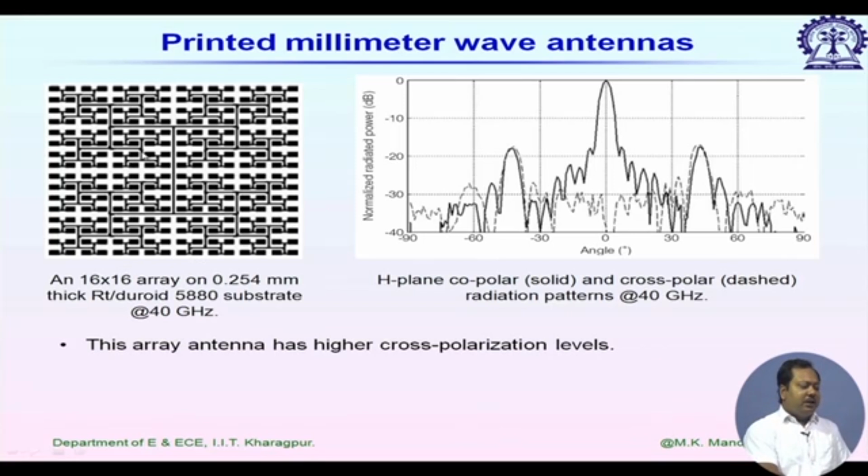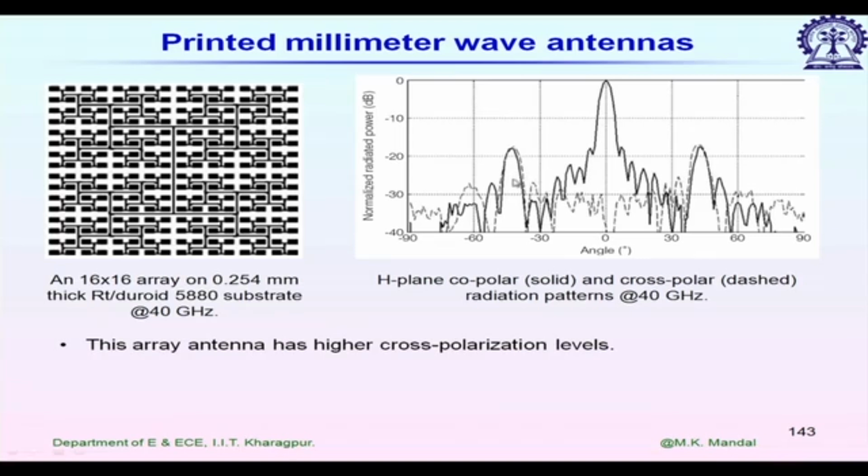It is a 16 by 16 array antenna designed on 0.254 millimeter thick RT Duroid 5880 substrate. RT Duroid 5880 has a loss tangent of 0.0009 at 40 gigahertz. Now, look at the radiation pattern. The solid line represents the copole pattern, and the dashed line represents the cross pole pattern.